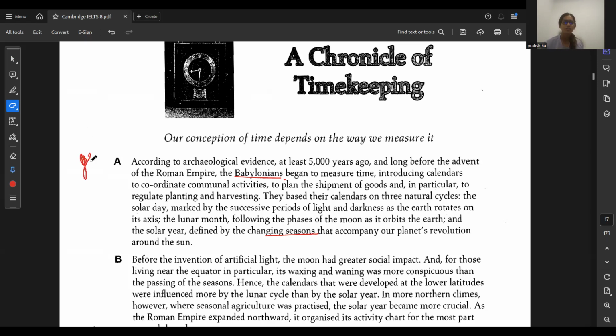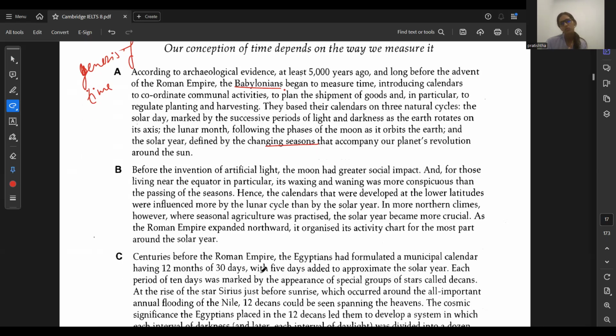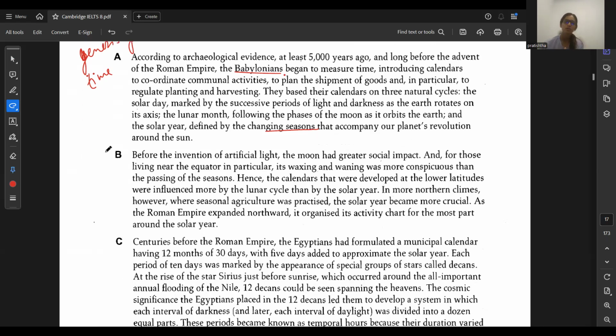So I would say, genesis of timekeeping, in fact, right? Before the invention of artificial light, the moon had greater social impact. So the importance of the moon, I guess.